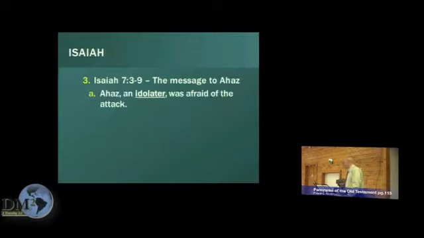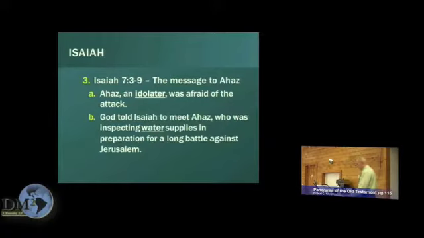Now Ahaz, who is an idolater, was afraid of the attack. God told Isaiah to meet Ahaz, who was inspecting water supplies in preparation for a long battle against Jerusalem. The fuller's field, where they did their laundry, was also where you had one of your major water sources. So that's what he's doing down there. Kings don't normally do their own laundry. Maybe they should.